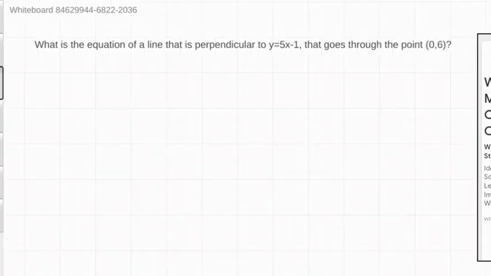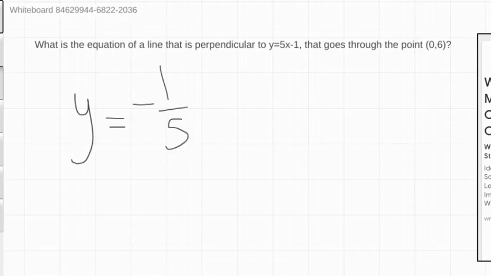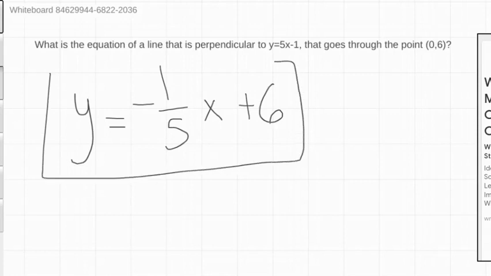Alright, so do this on your own and then come back when you have an answer. So we wanted to find a slope that was perpendicular to 5x. So we got y equals negative 1 over 5x plus 6. And that is our answer.